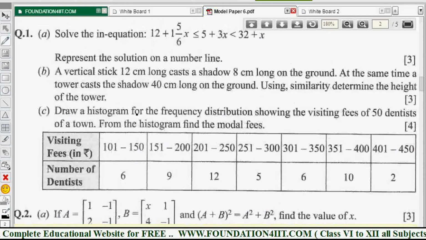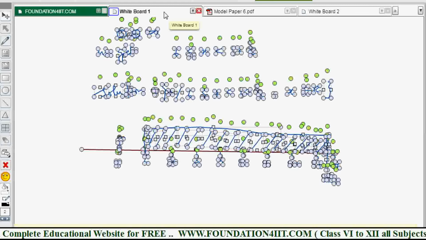Draw the histogram for the frequency distribution showing the visiting fees of 50 dentists of a town. From the histogram, find the modal fees. So we should draw the histogram first, and from that we will find the mode. Here the class interval is 101 to 150, again 151 to 200. So this is an inclusive case. We should convert it to an exclusive class interval. We'll take the number of dentists as the frequency. Let us solve this problem.